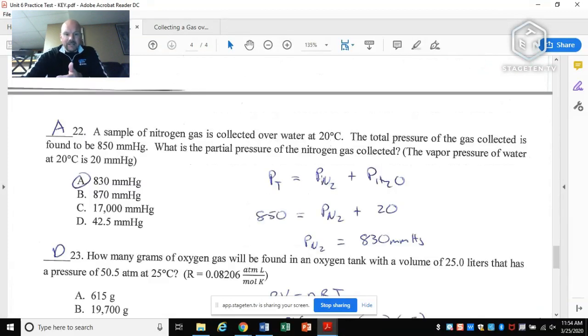So if we go back to this question here, number 22, whenever you're collecting a gas over water, usually the question has a long setup, but it's the easiest question you can answer. It's Dalton's law, and it's simple. Total pressure equals the sum of the partial pressures. So all you have to do is take the total pressure given, 850 millimeters of mercury, and subtract the vapor pressure of water given, and that gives you the pressure of the other gas that remains. That's all you have to do there.